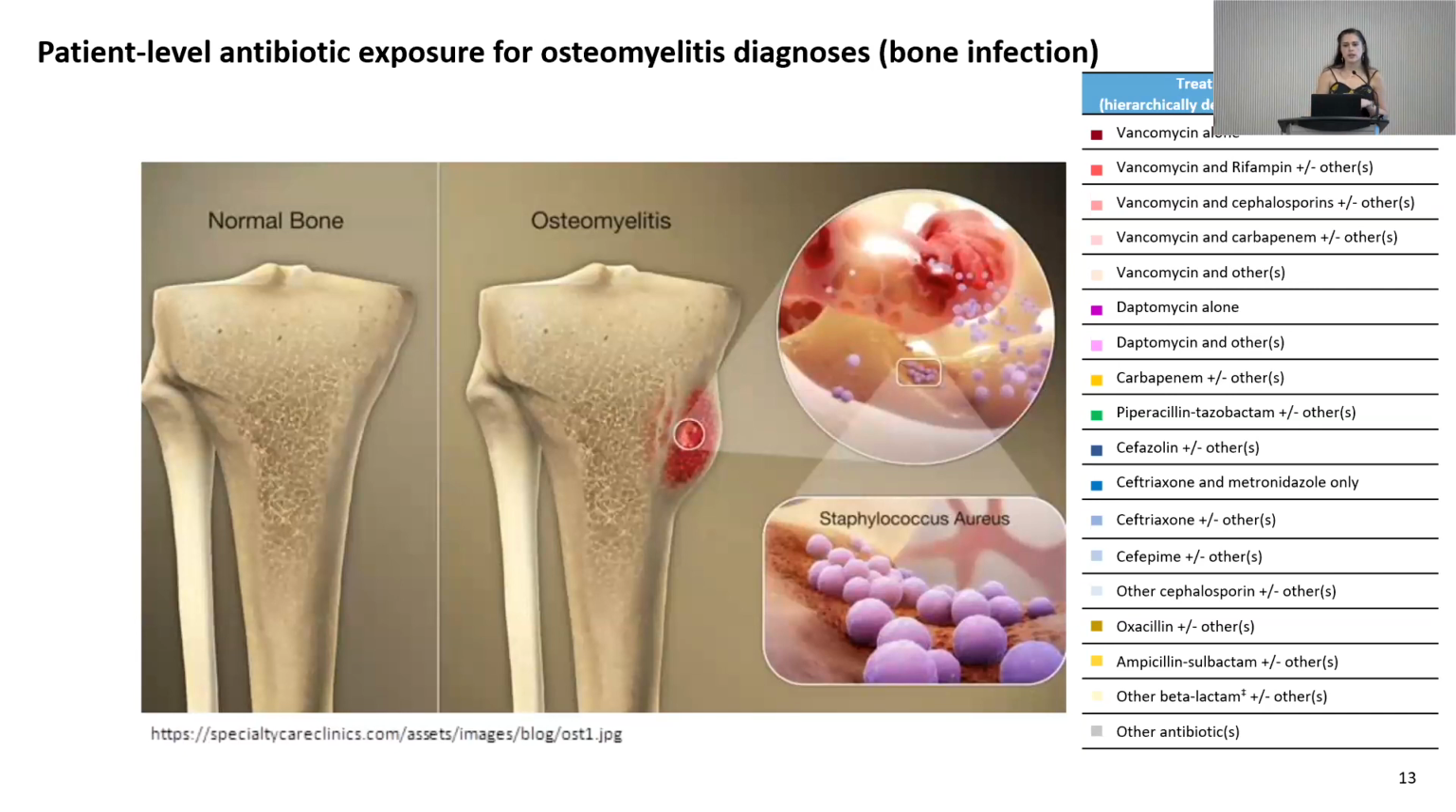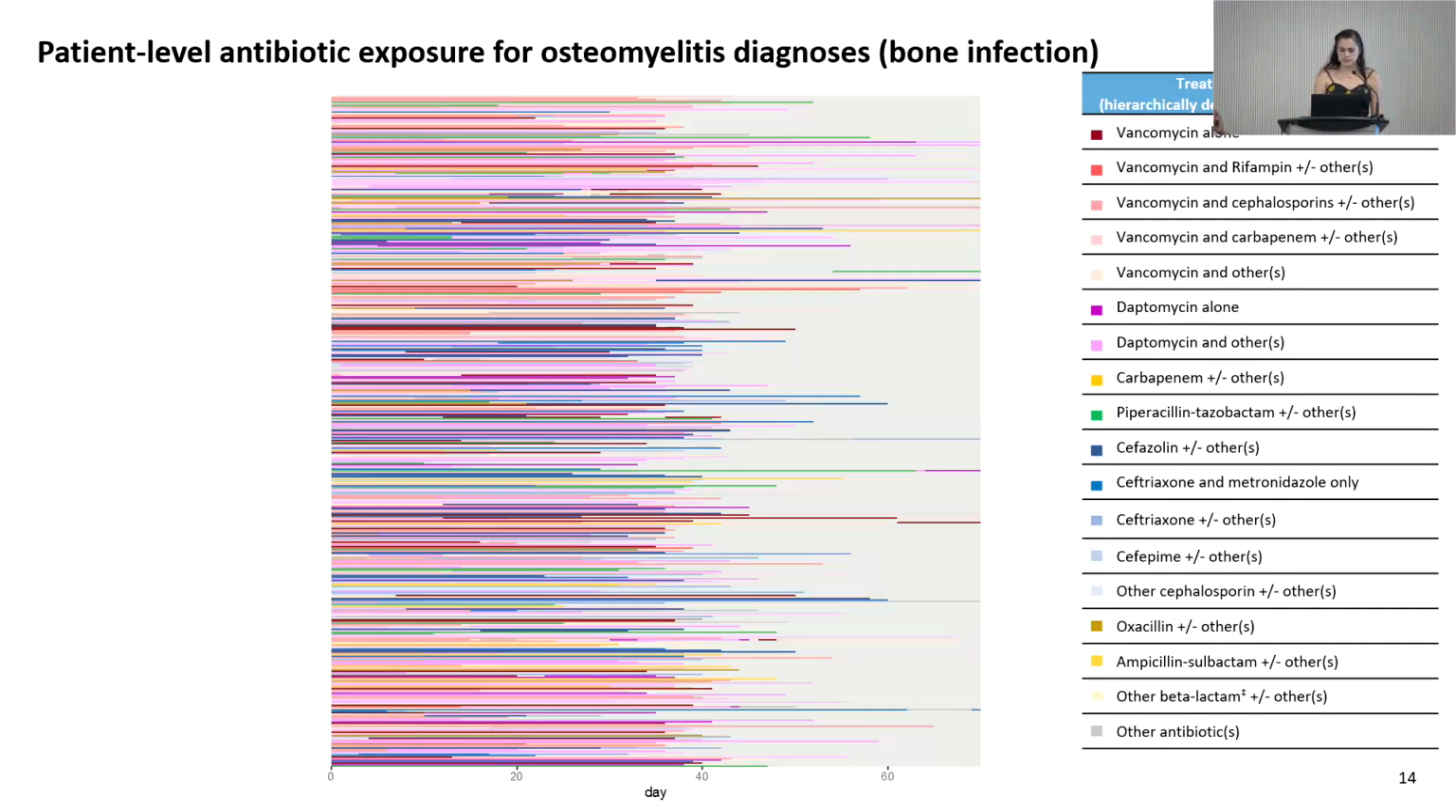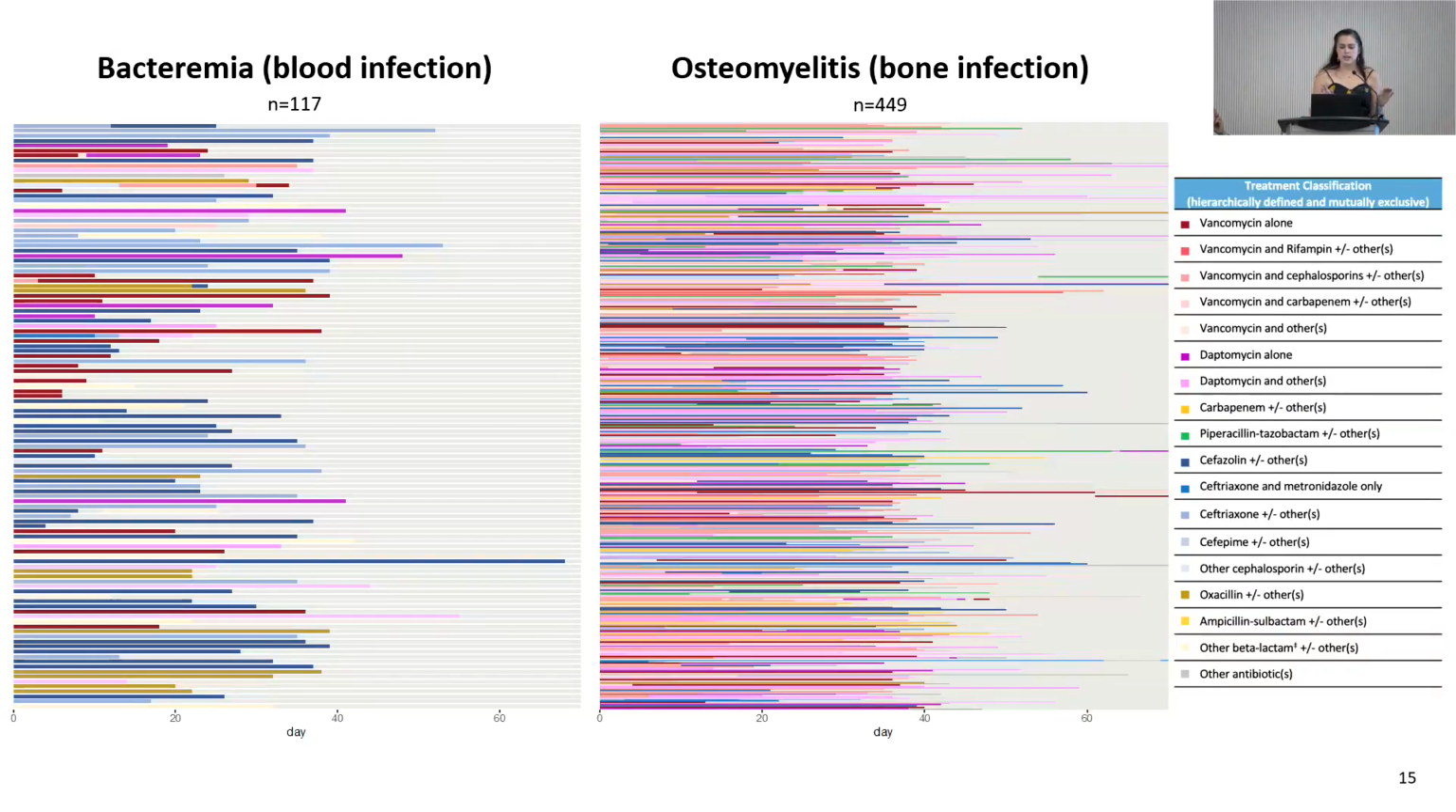Next, we'll talk about a few examples of patients diagnosed with osteomyelitis, which is a serious bone infection and might look something a little bit like this. And here's that line diagram of patients with osteomyelitis. Arguably, a bit more is going on here. And we can line them up side by side and compare with the bacteremia patients. So you can see there are many more of these patients to begin with.